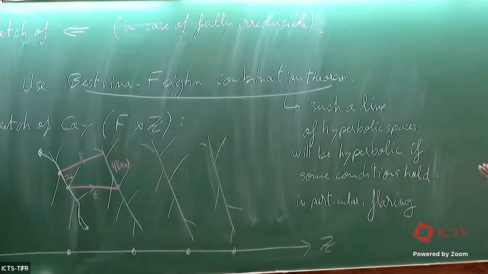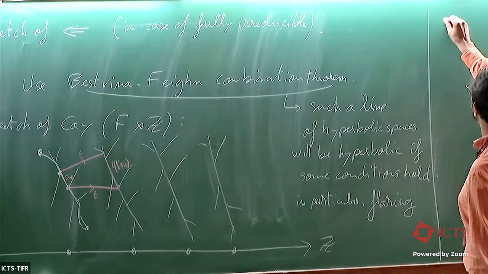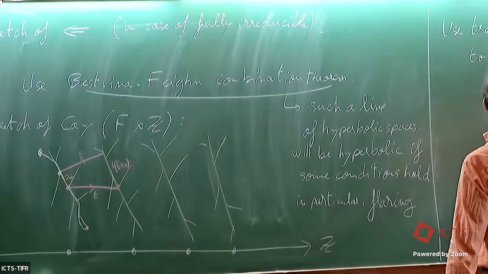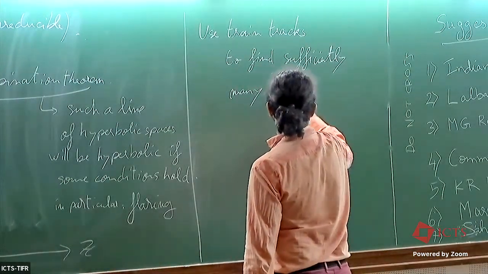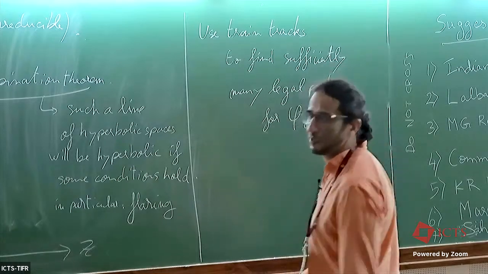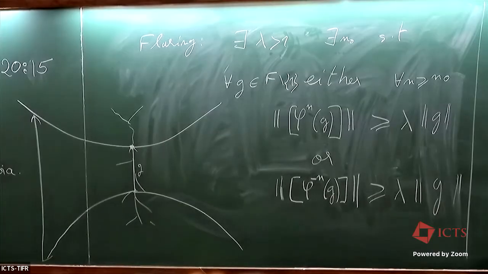And that's the idea, and I'm not digging further here. So use train tracks to find sufficiently many legal paths for phi or phi inverse. It's very sketchy, but this is really how it works. Okay. For legal loops.